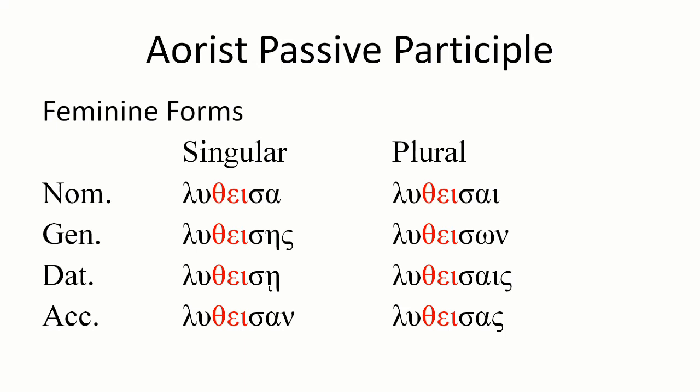Moving on from the neuter forms, now we go to the feminine forms. Luthasa, feminine singular, nominative. Theta at the end of the stem, epsilon iota is now your theme vowel. And then again, alpha changes to eta in the genitive and dative, luthases and luthese with the iota subscript. Accusative singular luthasan changes back to an alpha at the end. And then your plurals, luthasai, luthason, luthasais, luthasas.